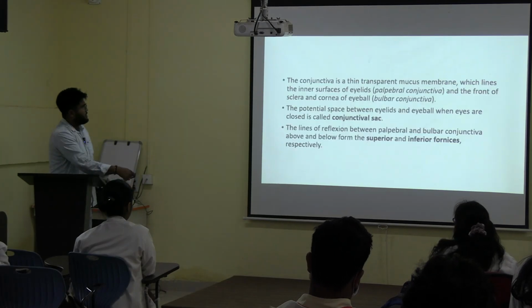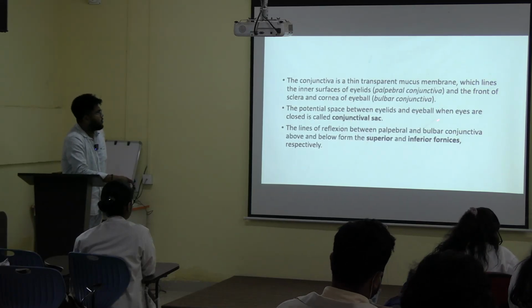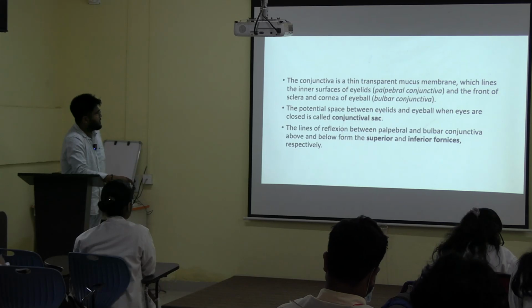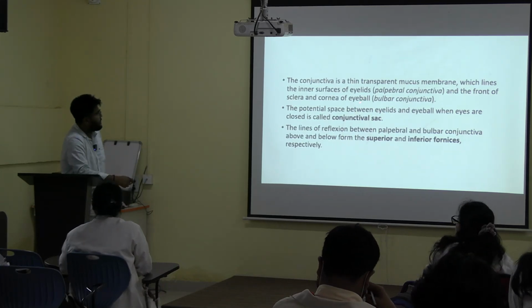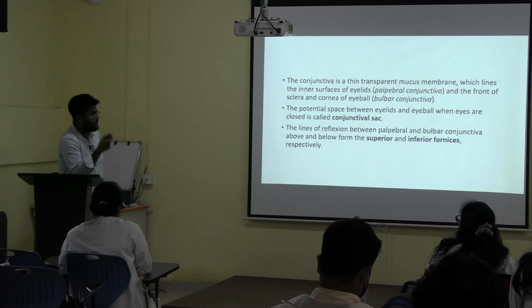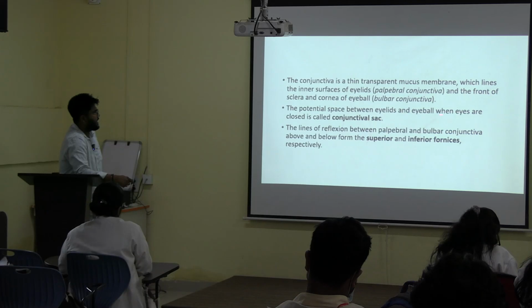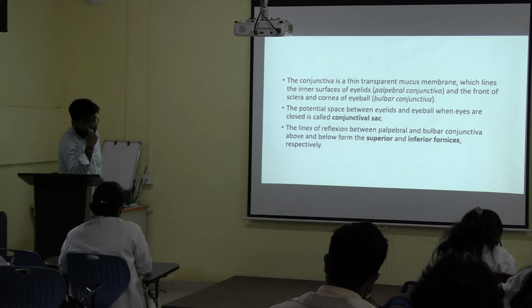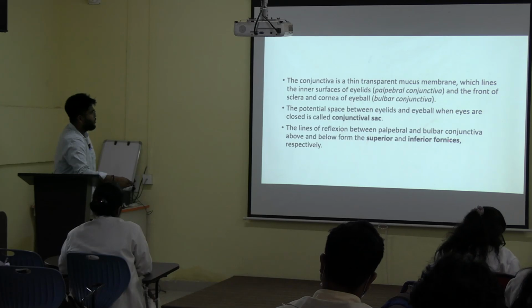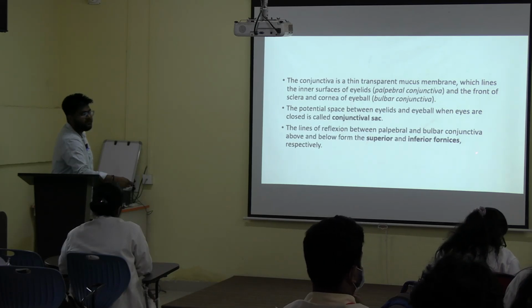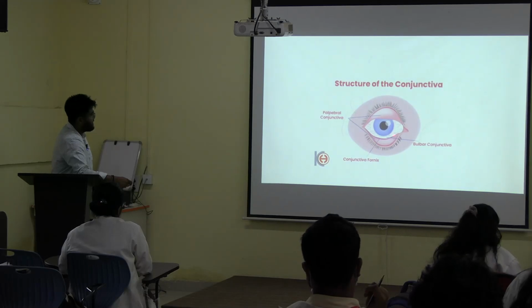So simply remember, the conjunctiva is a thin transparent mucous membrane which lines the inner surface of the eyelids, mainly the palpebral part. Next, the bulbar part is the eyeball part, which is the sclera part, and this is the potential space between the eyelids and the eyeball when the eyes are closed. This is the conjunctival sac. Next is the fornix part, the fornices, superior and inferior. See, this is the superior part, this line, and this is the inferior part.